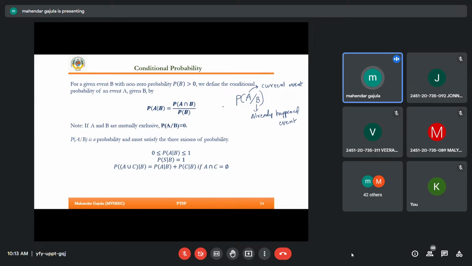So the formula for this one is probability of A given B is equal to probability of A intersection B all divided by probability of B. We can also write this in other ways. Probability of B given A is equal to probability of A intersection B over probability of A.